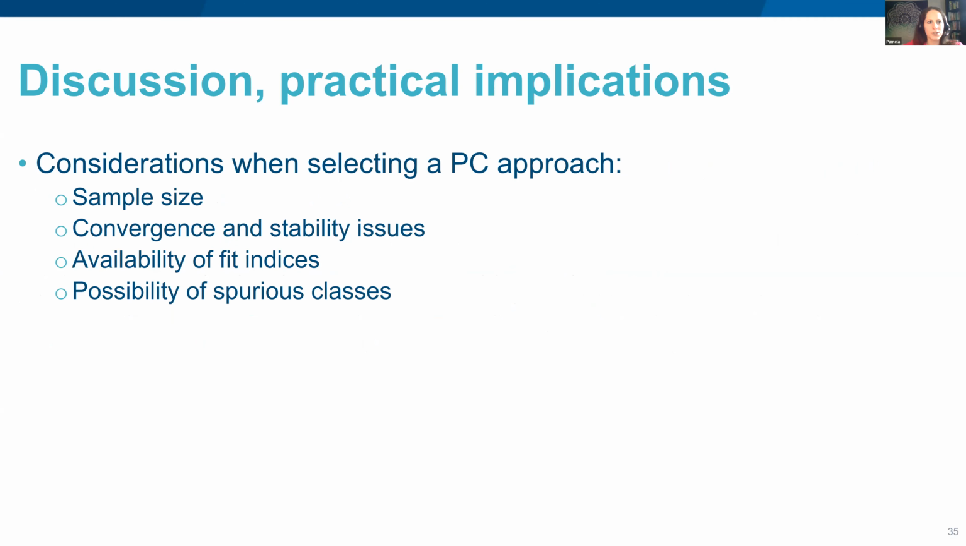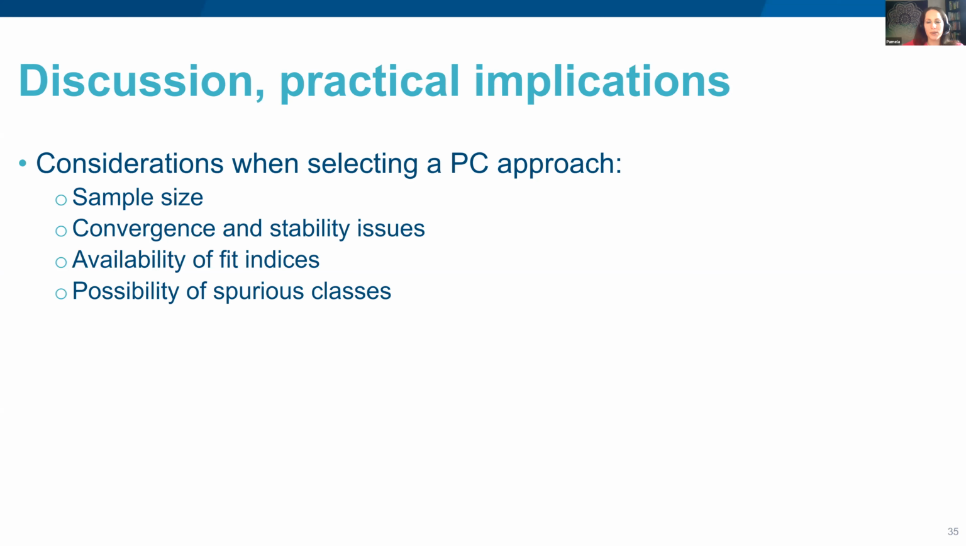A few other considerations to note here. When you're selecting a person-centered approach, say you're just trying to decide between cluster analysis or mixture modeling, sample size might play into this. Cluster analysis can handle smaller sample sizes, whereas mixture modeling cannot. Also, some convergence and stability issues might come into play if you're doing a mixture model. Like in our case, once we got to 7 classes and above, the solutions weren't stable. So if you're running a more complex model, you might run into some issues there. That might be a reason to pick a cluster analysis.